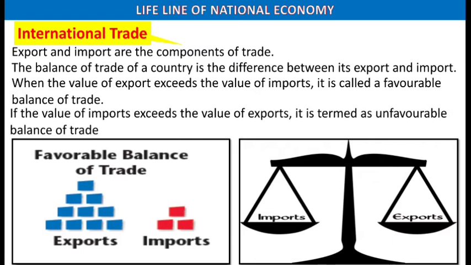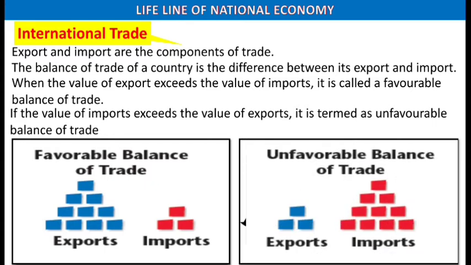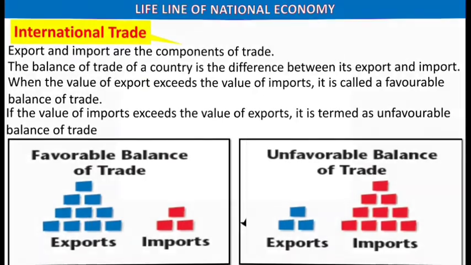If the value of import exceeds the value of export, it is termed as unfavorable balance of trade. In unfavorable balance of trade, export is less than import, meaning import is high but export is low. So it is unfavorable balance of trade.